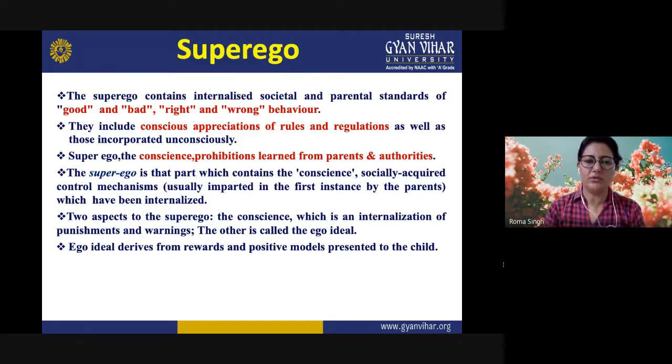So the superego is that part which contains the conscience and socially acquired control mechanisms, usually imparted in the first instance by the parents, which have been internalized. There are two aspects to the superego: the conscience, which is an internalization of punishments and warnings, and the other is called the ego ideal. Ego ideal derives from rewards and positive models presented to the child.